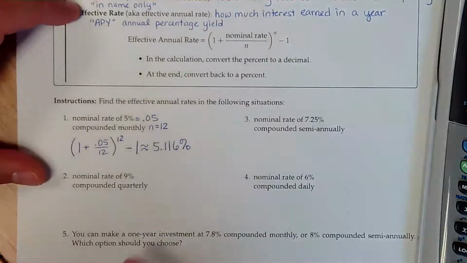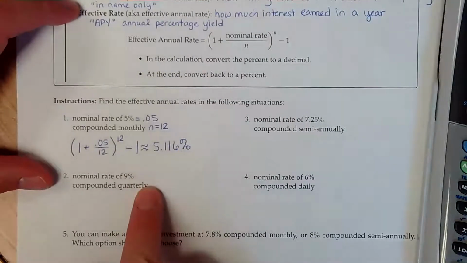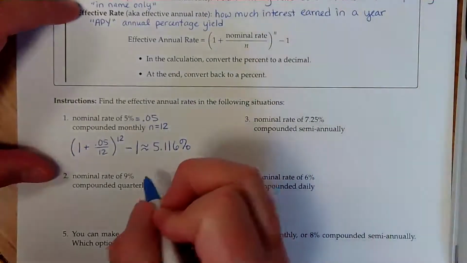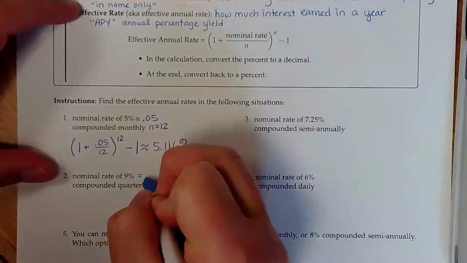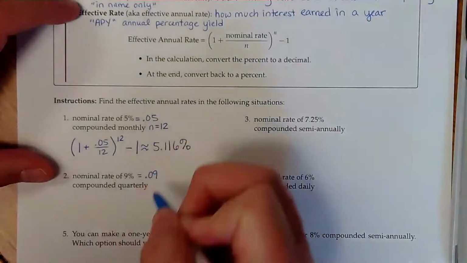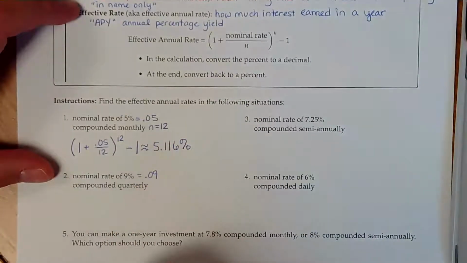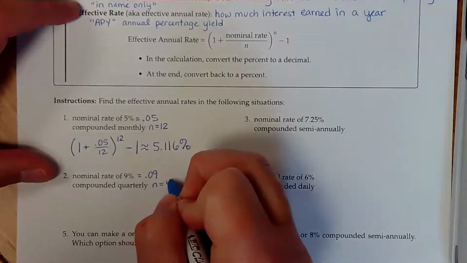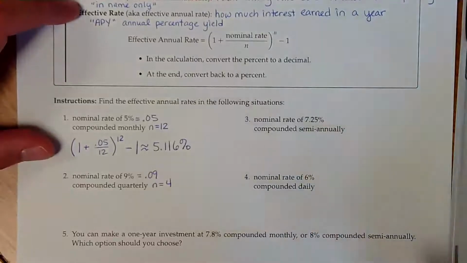All right, we're going to go ahead and find the nominal rate and the value of n for each of these, and then I'm going to let you pause the video and give those a try. So if my nominal rate is 9%, it's 0.09, compounded quarterly. So if you think about quarters, there's 4 quarters in a dollar, and there are 4 quarters in a year.